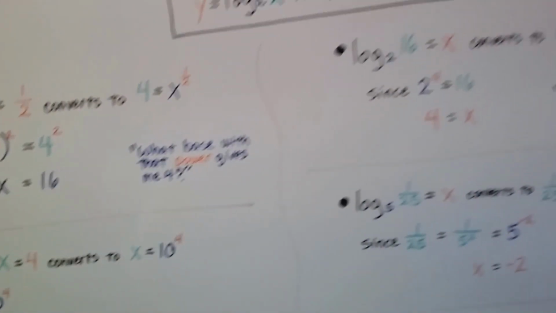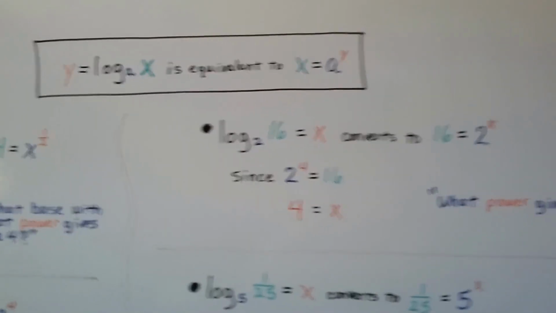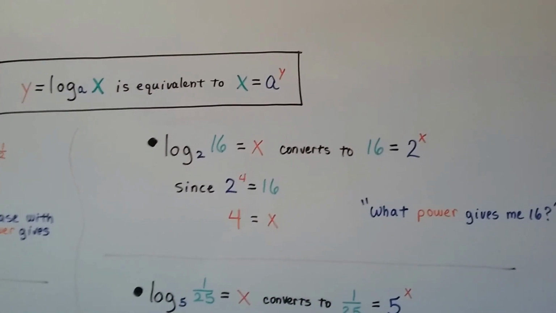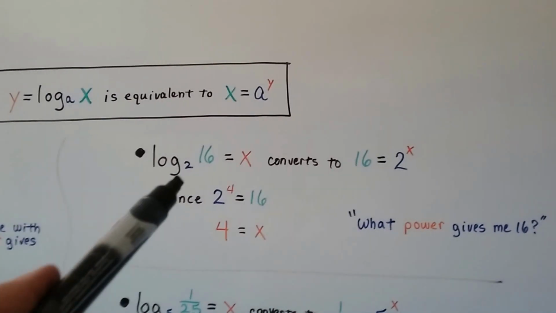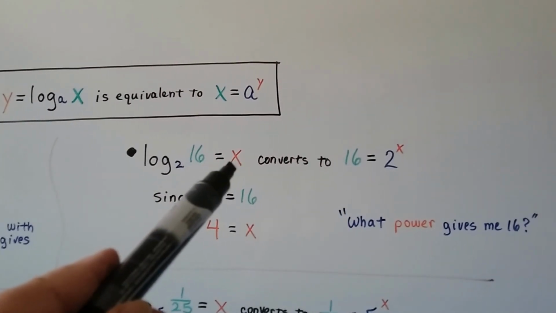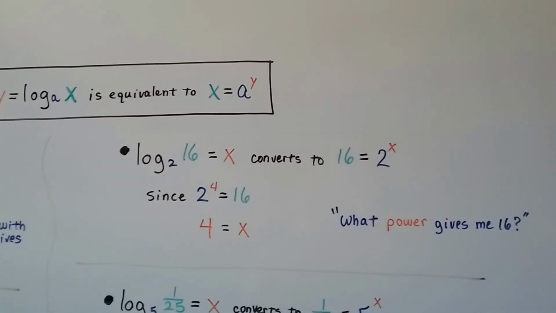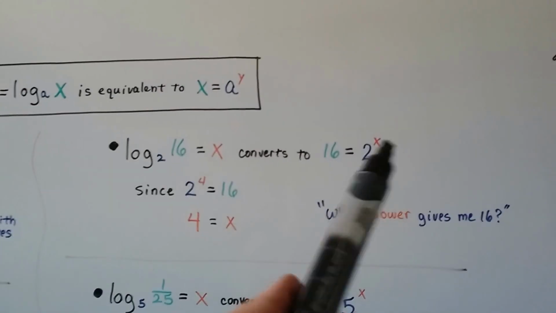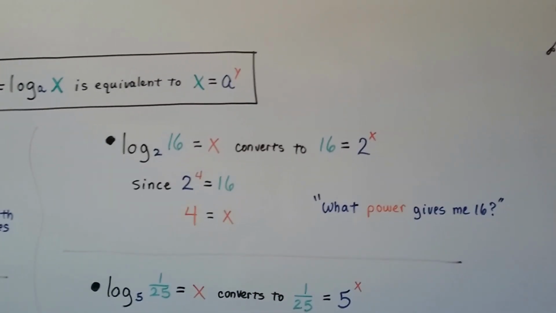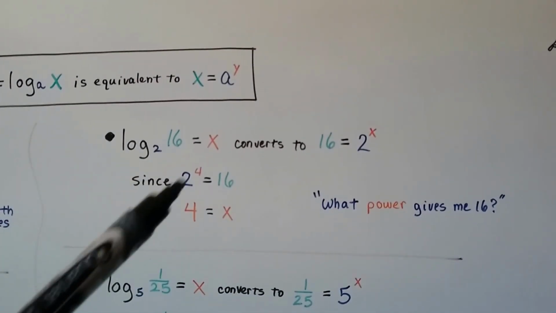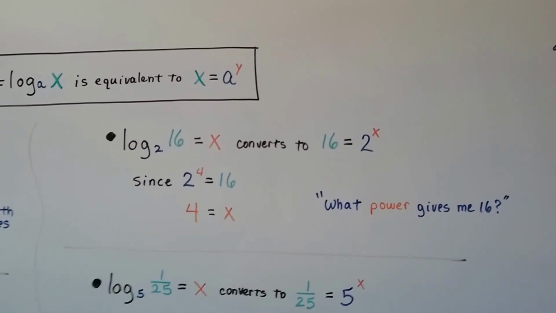Let's try another one. Got to remember our rule. We've got log base 2 of 16 equals x. Well, we've got our base of 2. We need to find our exponent, and it's got to equal 16. So it converts to 16 equals 2 to the x power. So what power gives me 16? 2 to the 4th power. So we know it equals 4.